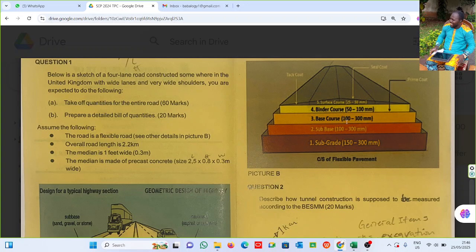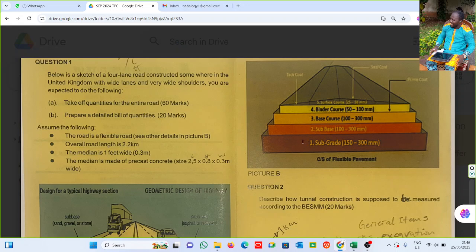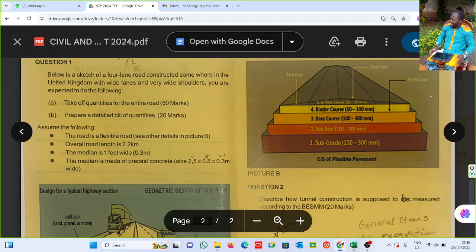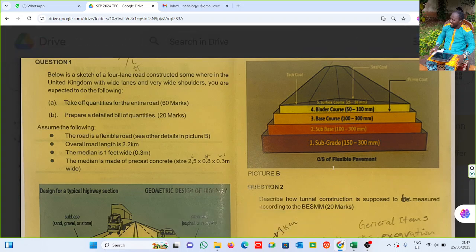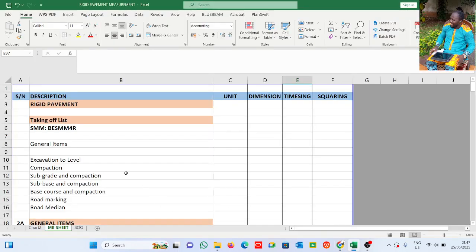The only differences are that in the rigid pavement, you don't have the binder course, the surface course, the prime coat, the seal coat, or the tack coat. But you have the same subgrade, the sub base, the base course, and then the concrete road itself. So we'll be using this so that we don't have to repeat what we have already covered in the flexible pavement measurement. I hope we get it. Now this is what we have.